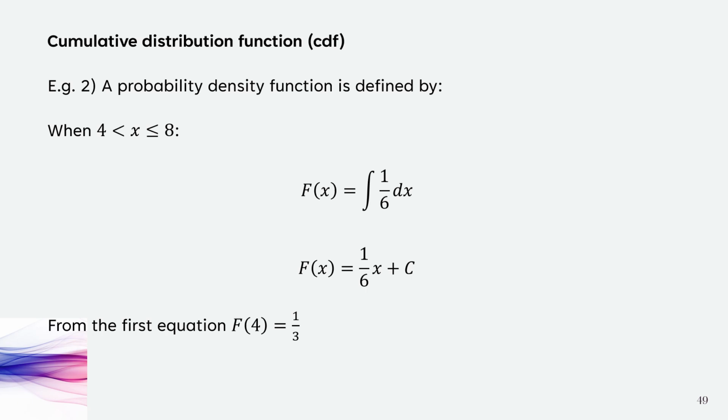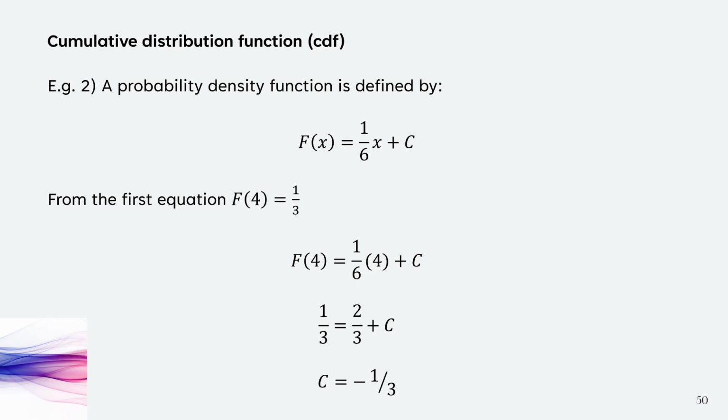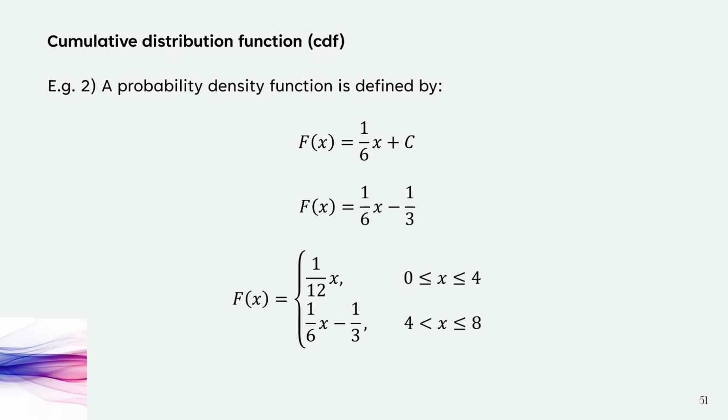Now from 4 to 8. So that was 2a, so 2 times a 12th is a 6th, so you're integrating a 6th. So we get a 6th x plus c. But from our first equation, if we sub 4 into our first equation, we get a third. So therefore, F of 4 is equal to a third. So F of 4 equals a 6th times 4. F of 4 was 1/3, a 6th times 4 is 2/3, so c is minus a third. So therefore F of x for that second one is a 6th x minus a third, since we showed that c equals minus a third.